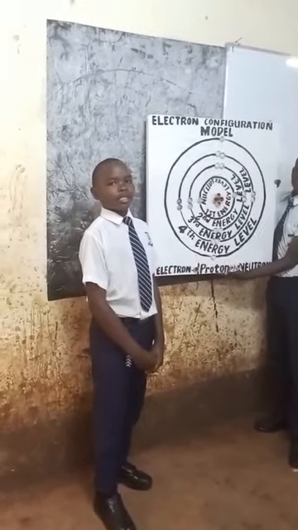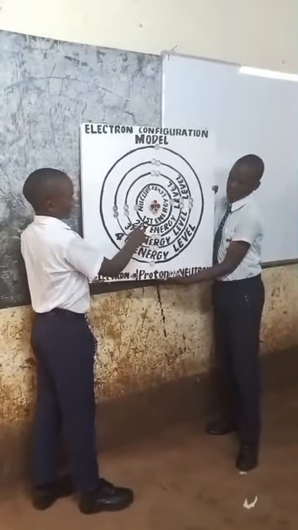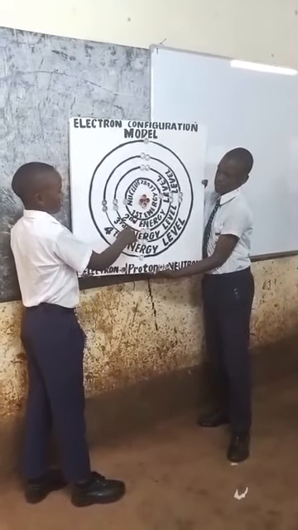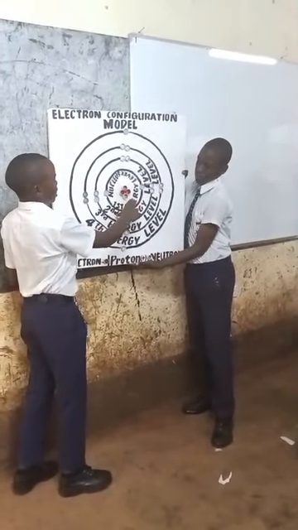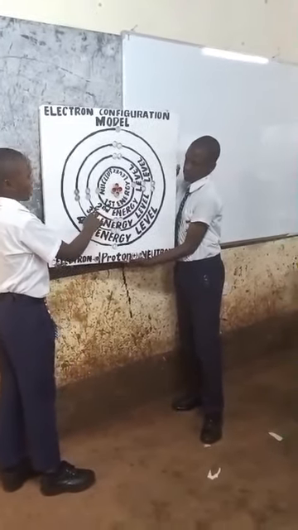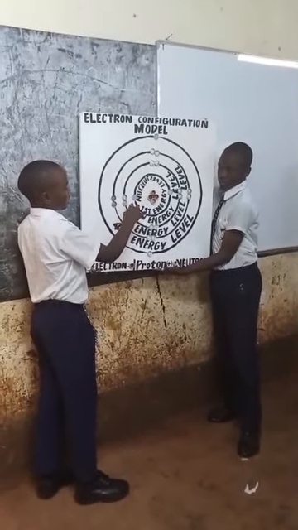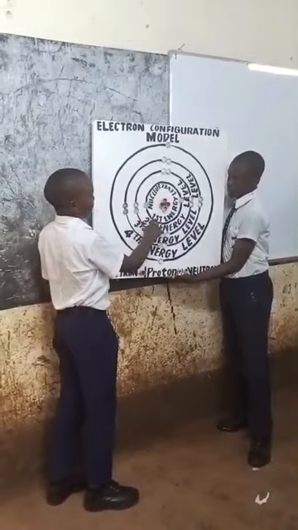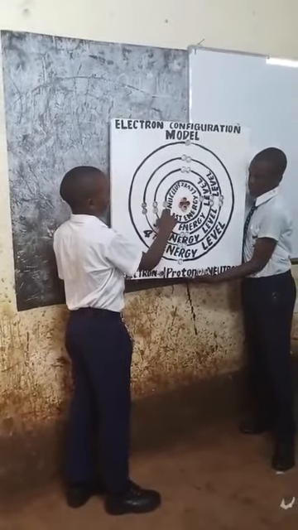The first element in the periodic table is hydrogen, which is represented by 1 electron in the first energy level. Ignoring all this, it makes up hydrogen. The second element in the periodic table is helium, which is represented by 2 electrons in the first energy level. Ignoring all this, it makes up helium.